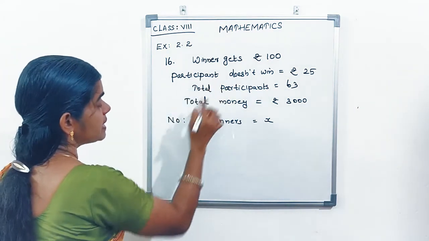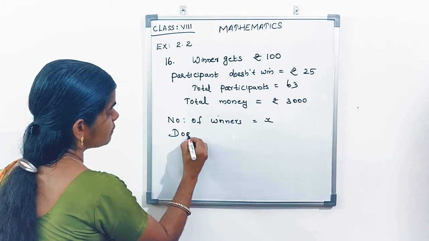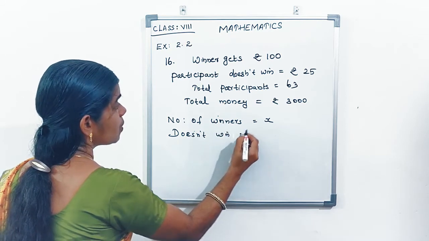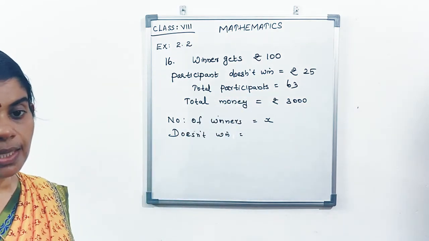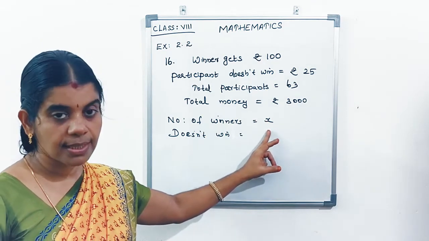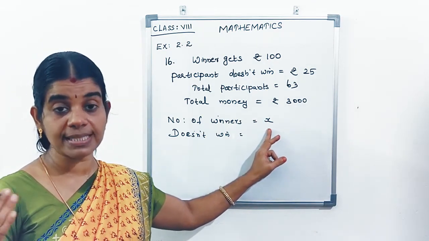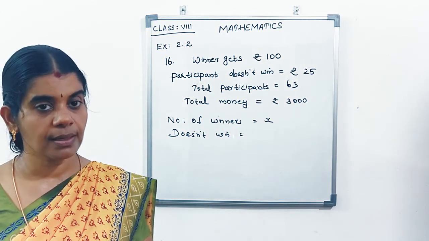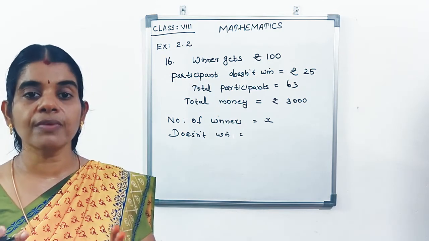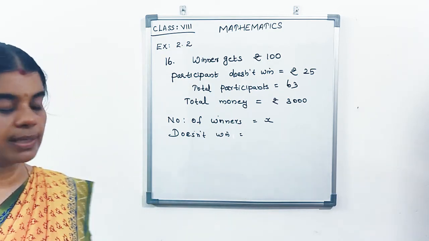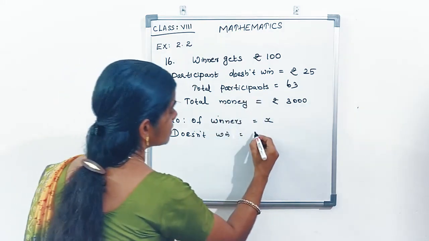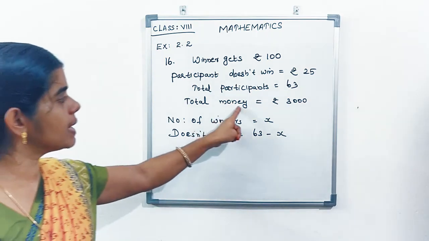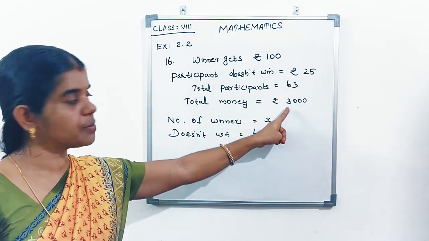Then how many participants don't win? Total participants, you know, is 63. Winners we are choosing as x. Then the number of participants who don't win is 63 minus x. Suppose 20 participants are there and 8 winners are there, then how many will not win? 20 minus 8, like that. Here, those who don't win are 63 minus x. Clear?